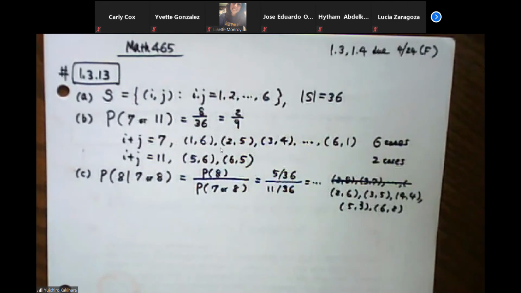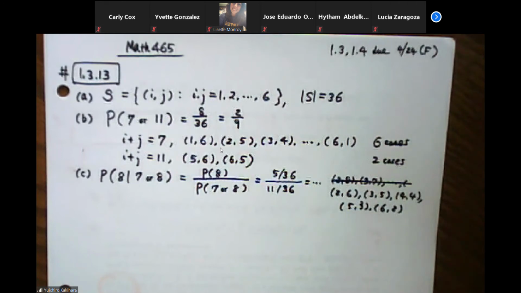What about part B? Part B is the probability that the beta rolls an 8 on the first roll and then wins, given by P of 8 times P of 8 conditioned by 7 or 8. So show that this probability is 5 over 36 times 5 over 11. Yeah, we can do it.